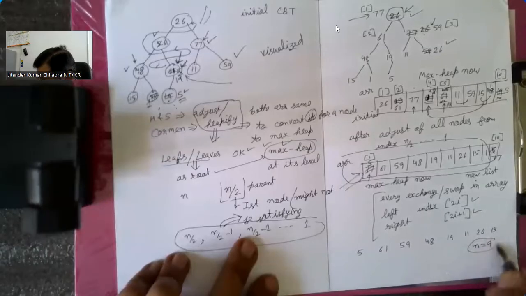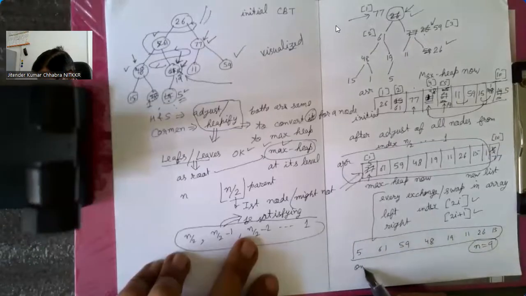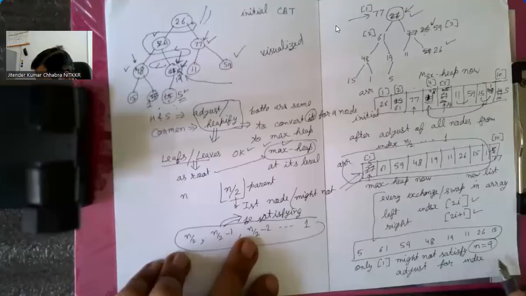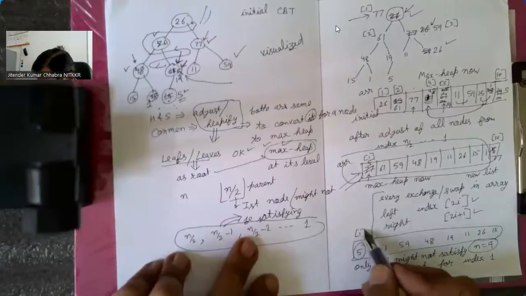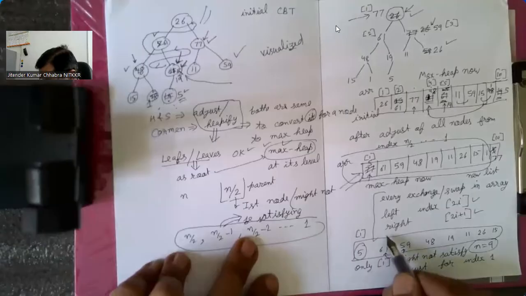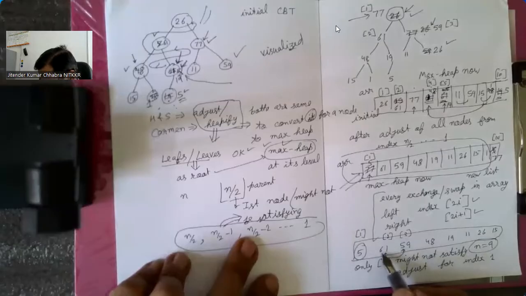Now this list is to be heapified again. Out of this, only your index 1 might not satisfy the property. The rest are already satisfied. So I will effectively adjust for index 1. Means on index 1, I will apply the same property. 5 at index 1 will mean being compared with its children. Its children are 61 and 59 at index 2 and 3. Out of 2 and 3, index 2, the left child, is bigger.